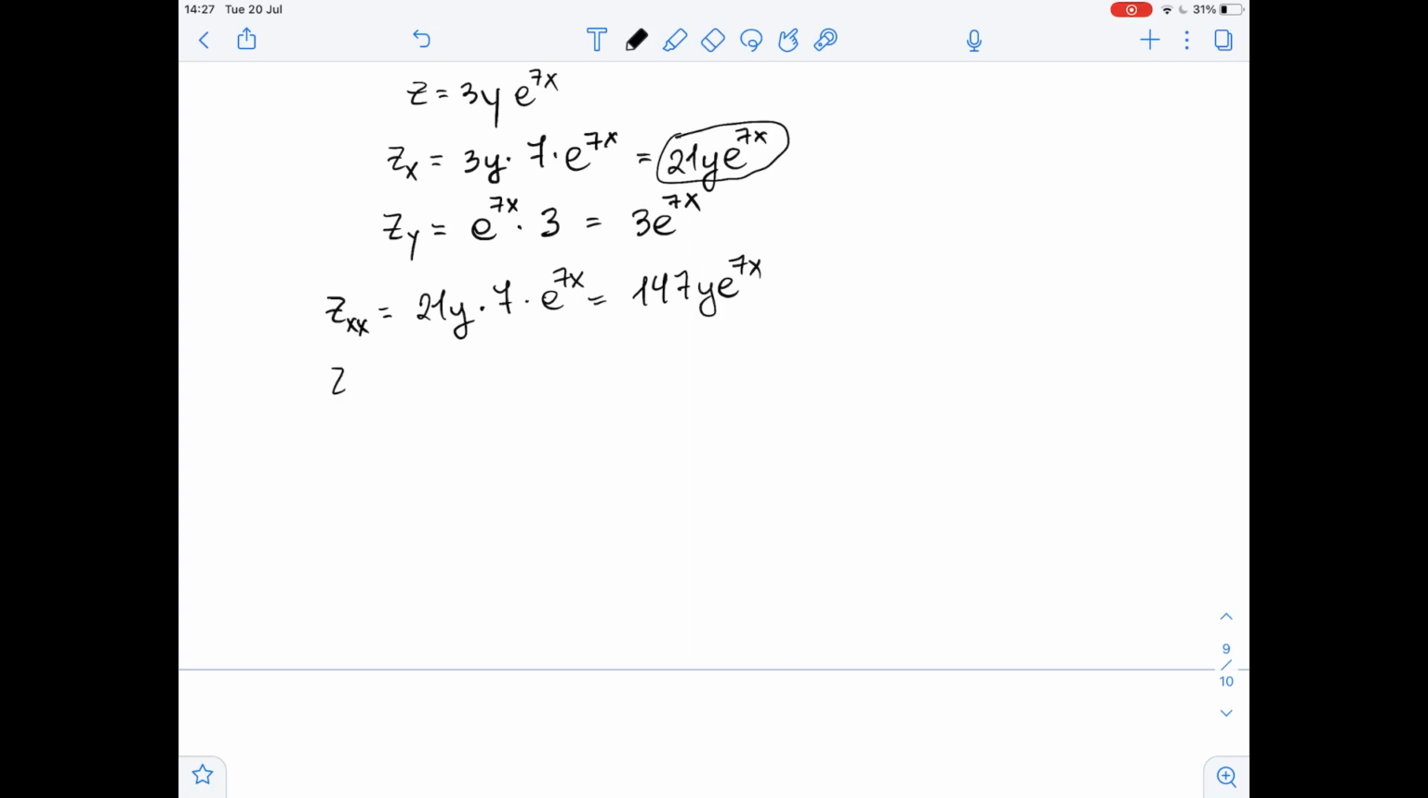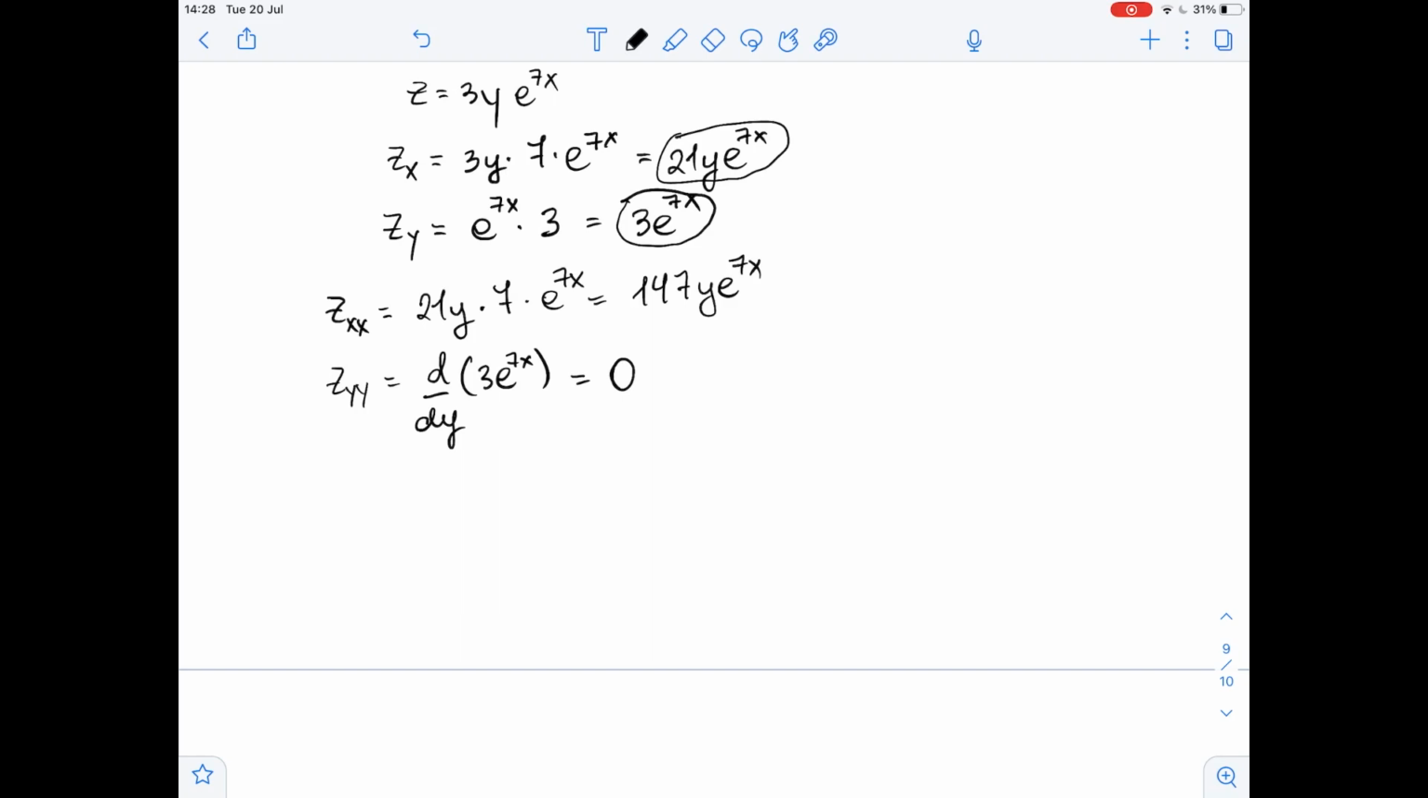Now let's find zyy. So we need to differentiate the first order partial derivative of z with respect to y, with respect to y again. So we differentiate this expression with respect to y, and since we treat x as a constant, this equals the derivative of 3e to the power of 7x with respect to y. So it's just the derivative of a constant with respect to y, so it's 0.